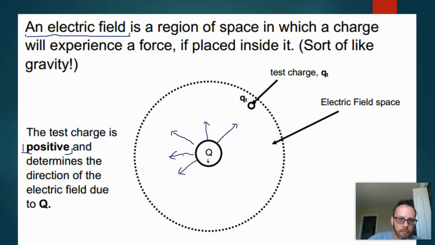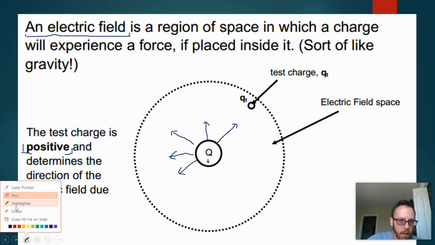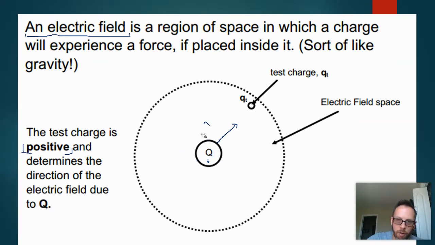Can I just do Control-Z? No. I had a brief moment of inspiration. It's like, oh, I can just Control-Z these away, but no, I have to erase.